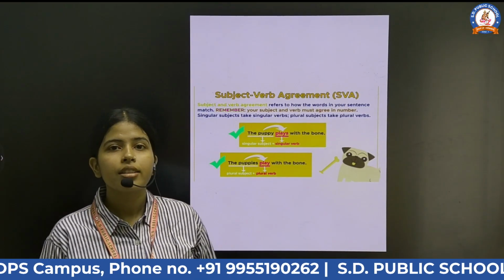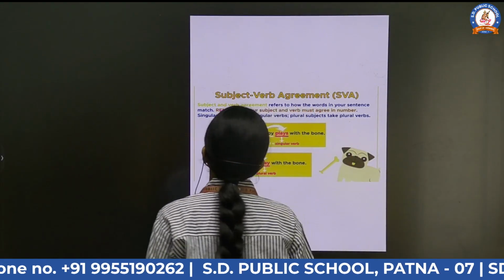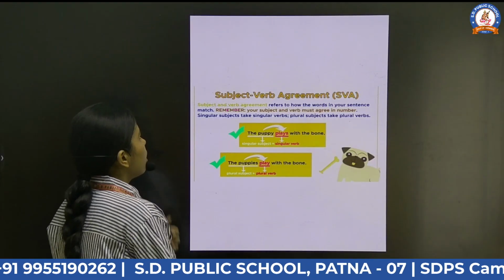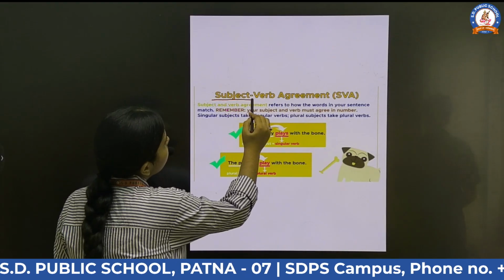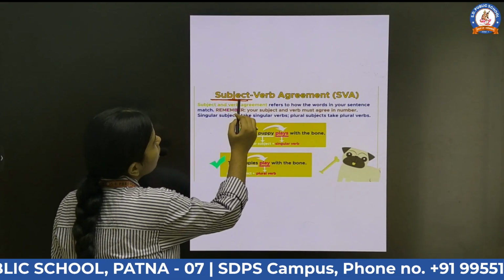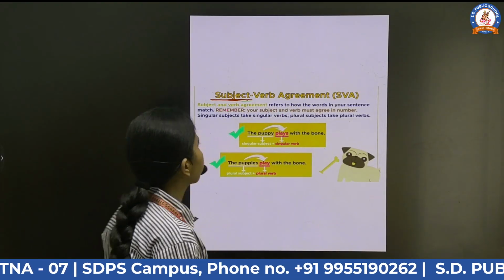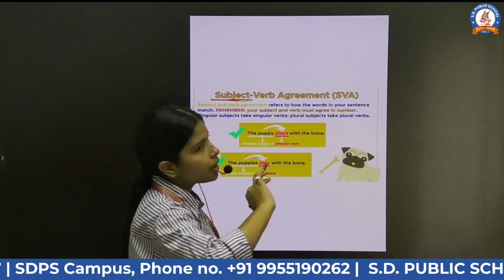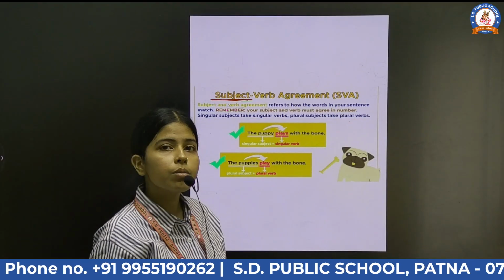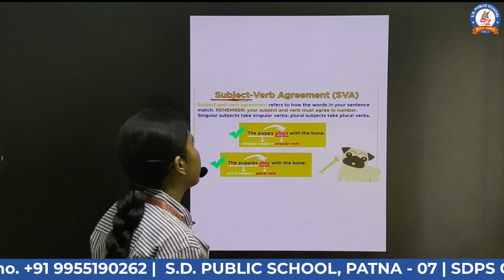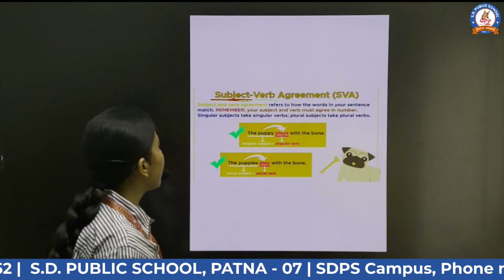Today we will study subject-verb agreement. So let's begin the chapter. Firstly, listen, the word subject. What is subject? Subject basically is the doer in a sentence, or about whom the sentence is said. Verb is what? Verb is an action word, right?